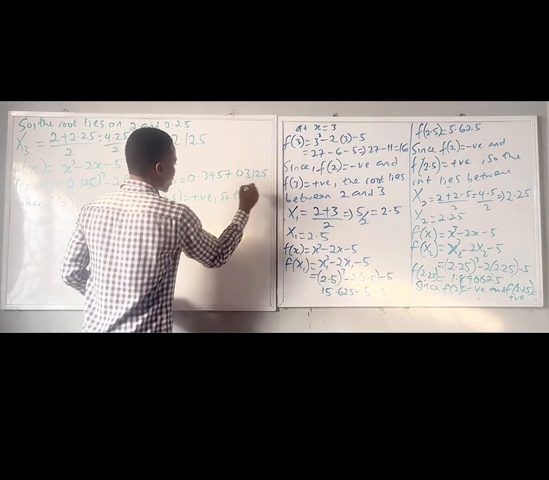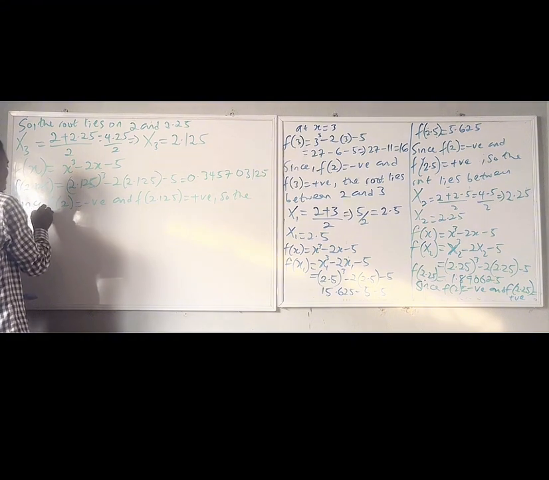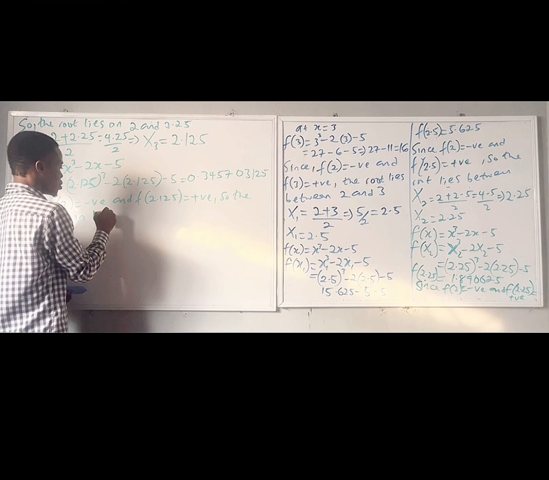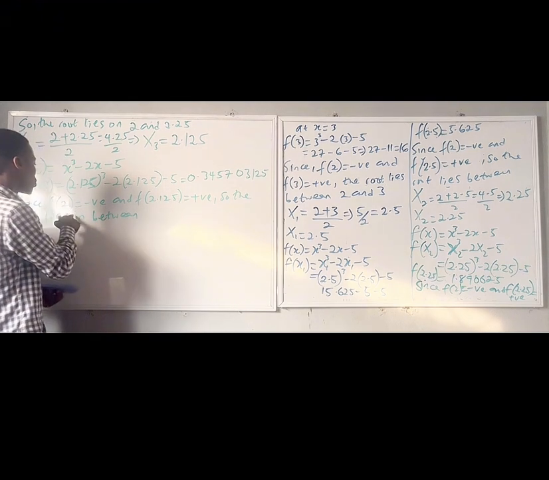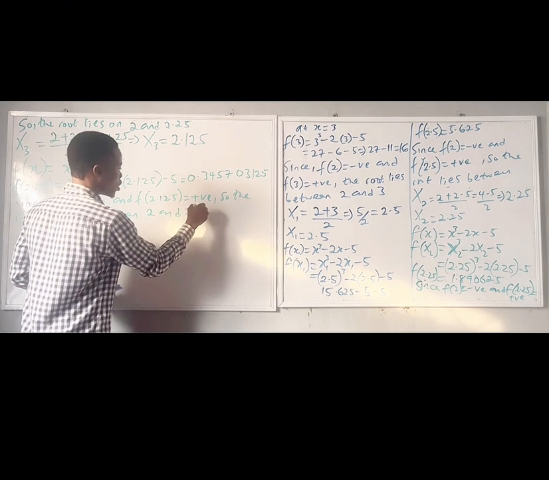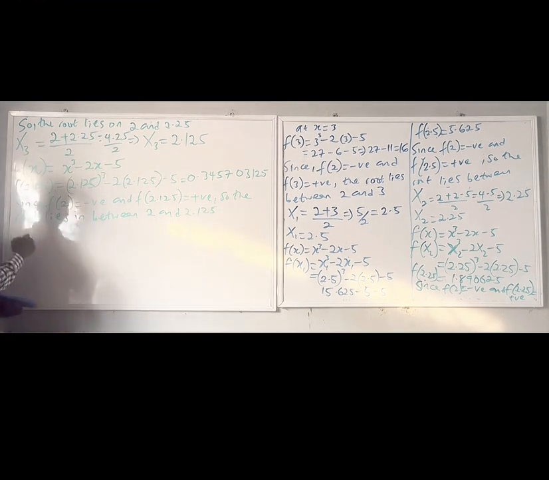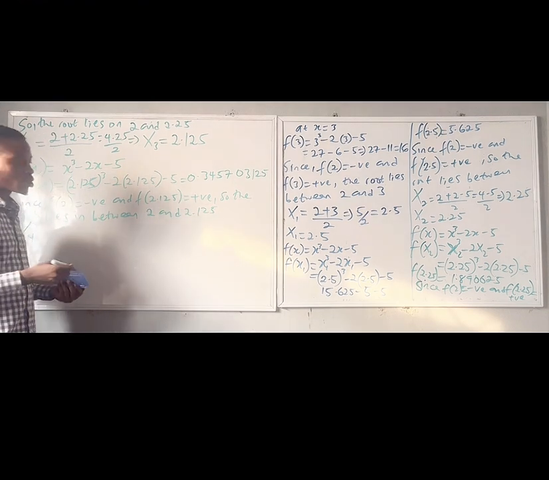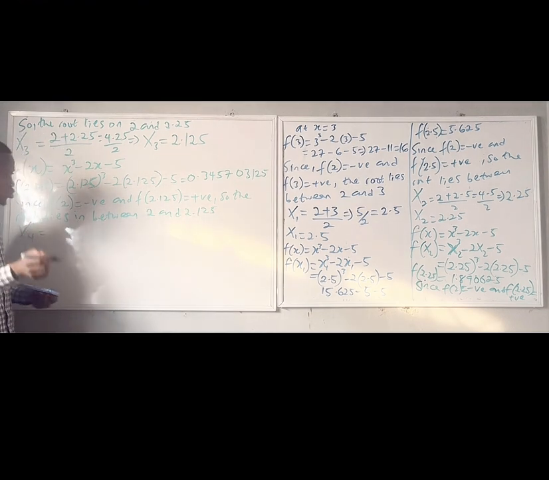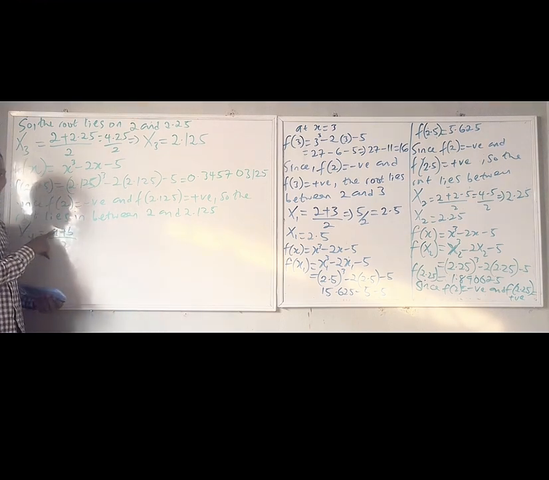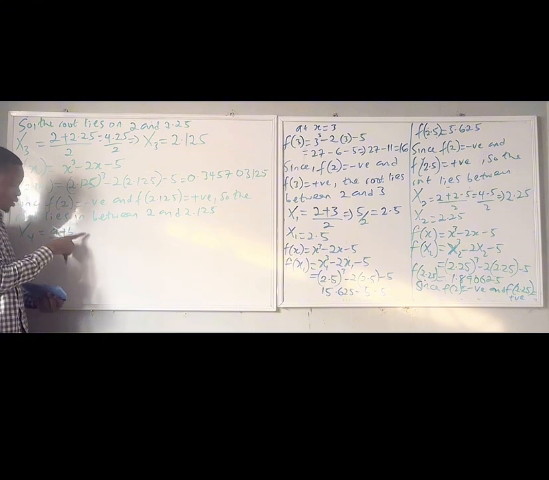So the root lies in between 2 and 2.125. For me to get my x4, remember that when I was talking about the bisection method in our introduction, I said a plus b all over 2. So it means my last negative plus my positive.